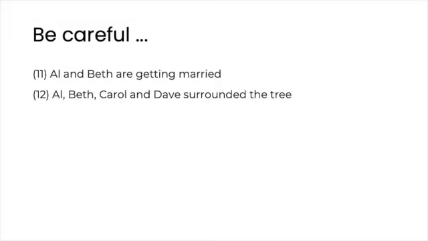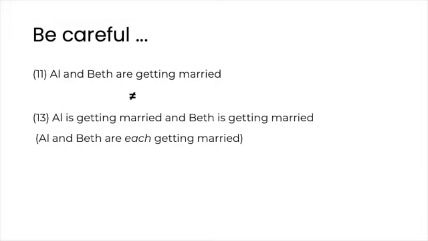In the most common interpretation, 11 is not synonymous with 13, namely, "Al is getting married and Beth is getting married." An utterance of 11 most likely won't convey that Al and Beth are each individually and separately getting married to different people, for instance. Rather, the speaker is saying that Al and Beth are getting married to each other.